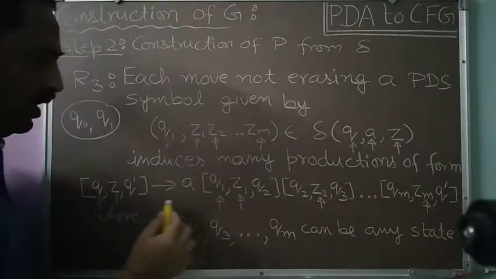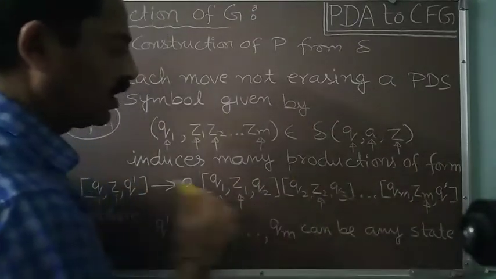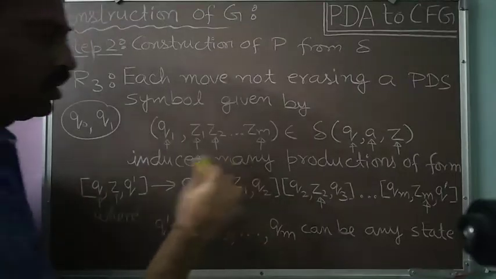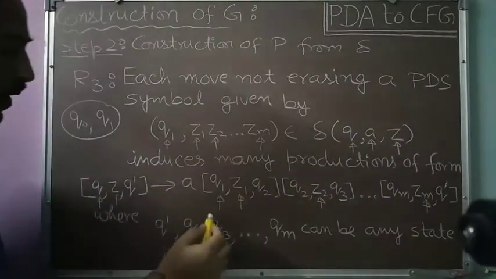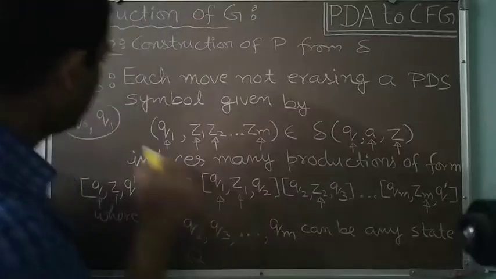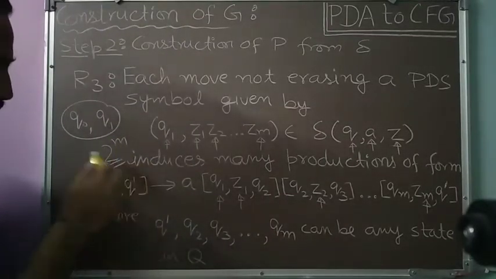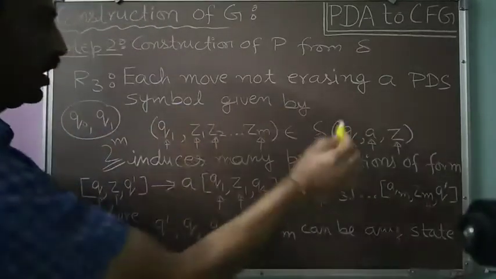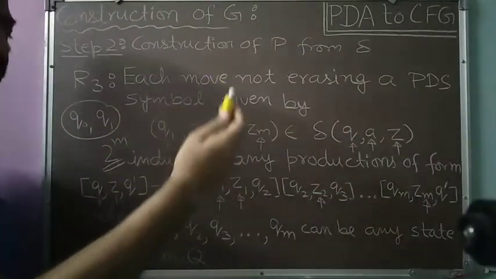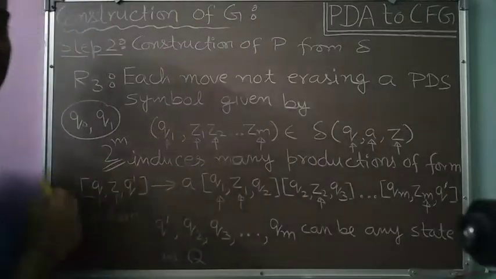So meaning thereby, in total, if we take the different values for all such states, then there are 2 to the power m possibilities. So this single non-erasing move will induce 2 to the power m productions of this particular format.